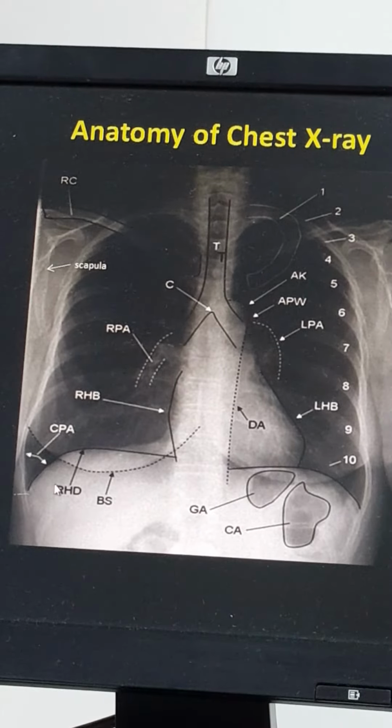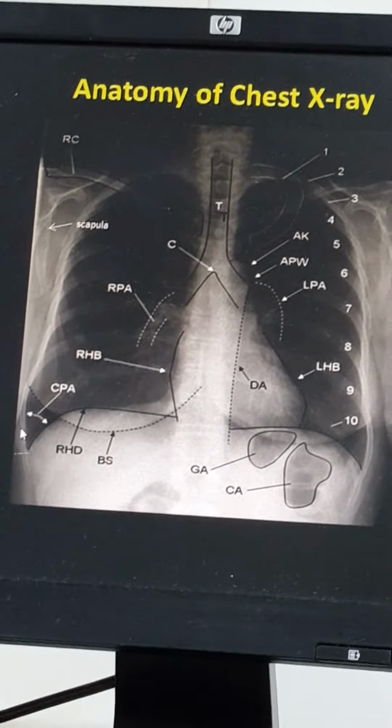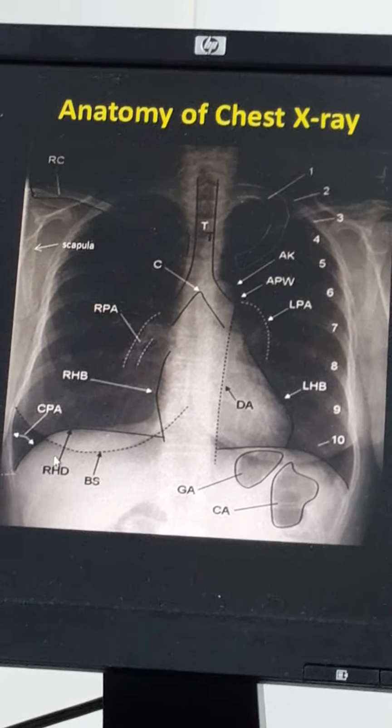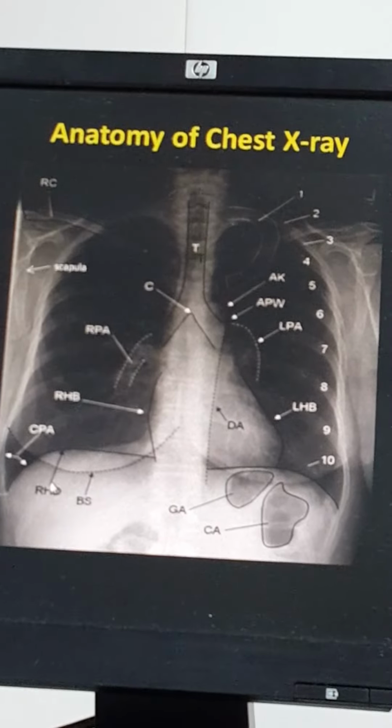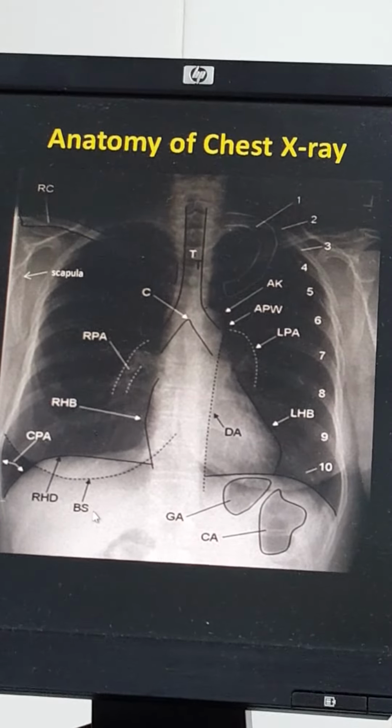To show a costophrenic angle is obliterated, that means if it's just obliterated and this is an effusion, most likely there's around 200 ml of fluid.